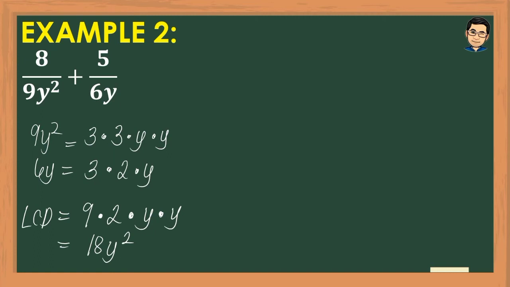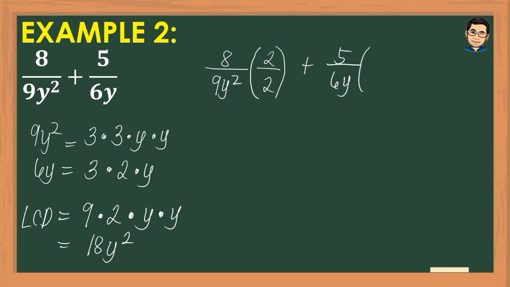So, and then, rewrite natin tong given natin, 8 over 9y squared. And then, i-multiply natin yung quotient kapag dinivide natin yung 18y squared sa 9y squared. That is 2. So, we multiply 2 to both numerator and denominator. Next, plus 5 over 6y. So, 18y squared divided by 6y, that is 3y. So, i-multiply natin yung 3y.